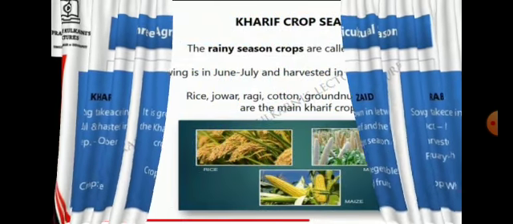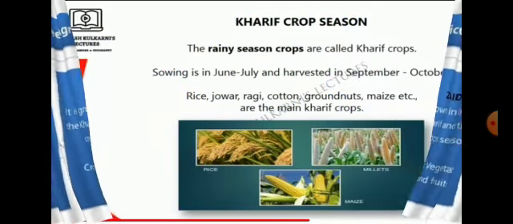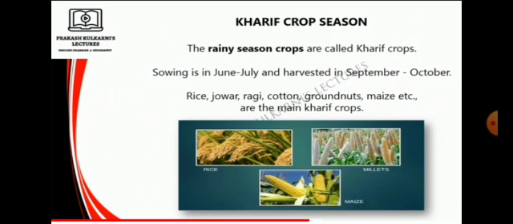Then the Kharif crop season. The crops grown during the rainy season are called Kharif crops. Sowing takes place in June, July when the southwest monsoon starts, and the crops are harvested in September, October. Rice, jowar, ragi, cotton, groundnuts, tobacco, etc. are the main Kharif crops.